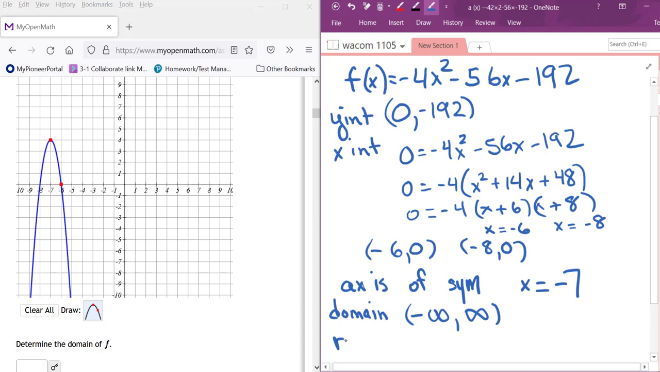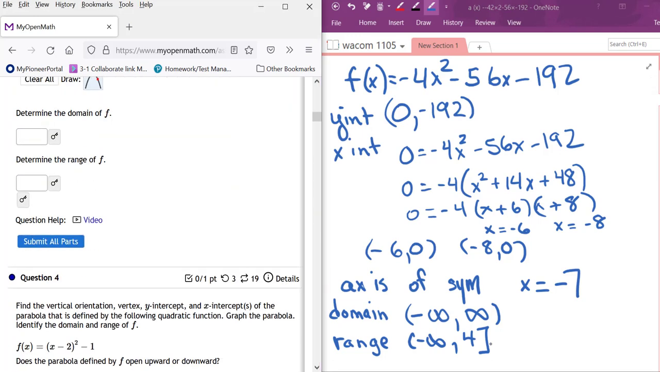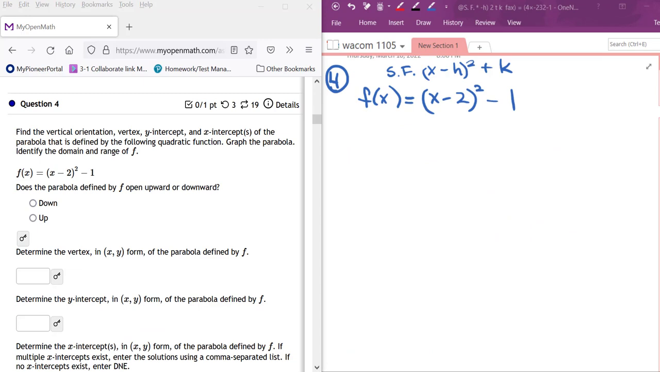And I am assuming the next question is the range. So lowest to highest, you're coming from negative infinity to your highest point is 4. Negative infinity to 4. You touch the 4, so you're going to need a bracket there. So our domain, negative infinity to positive infinity, range, negative infinity to 4. Next, we'll look at question 4.